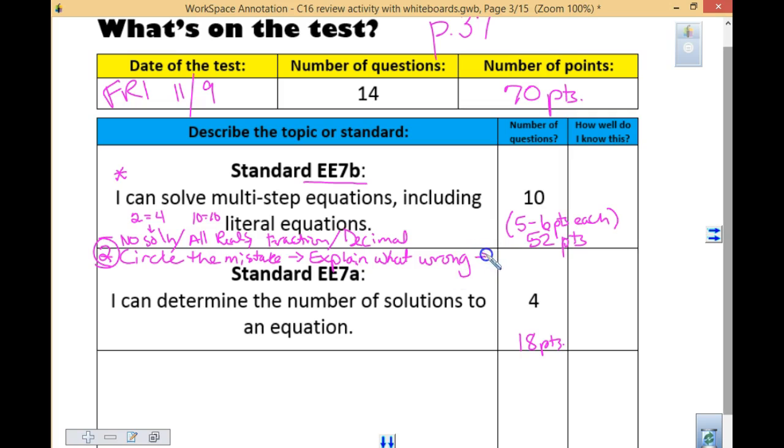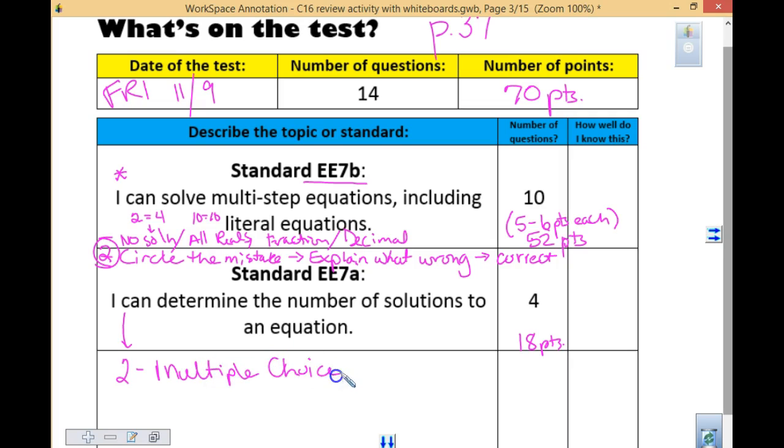And then you're going to correct it. That's a 6-point question when you are looking at those on your test. Solutions. Please write this down. 2 of the questions are going to be multiple choice questions.